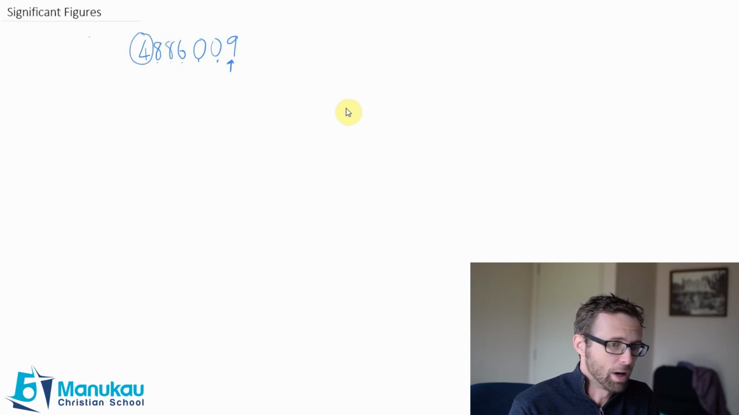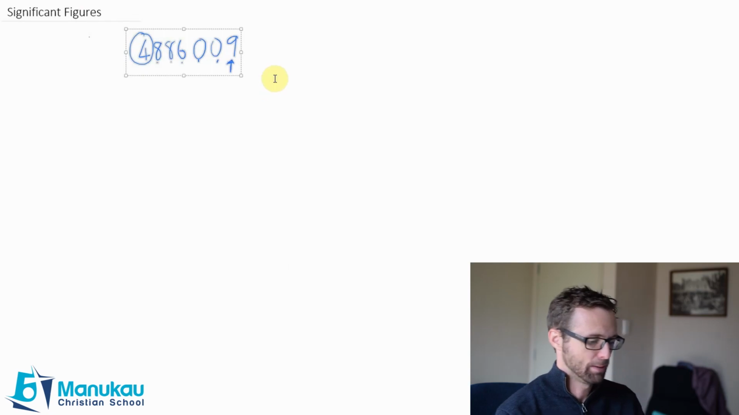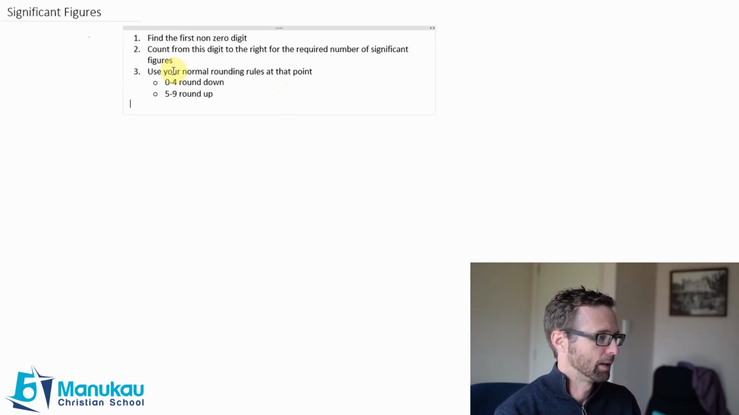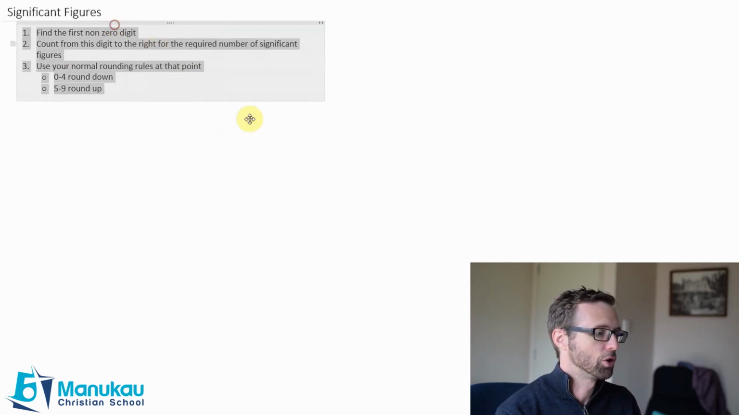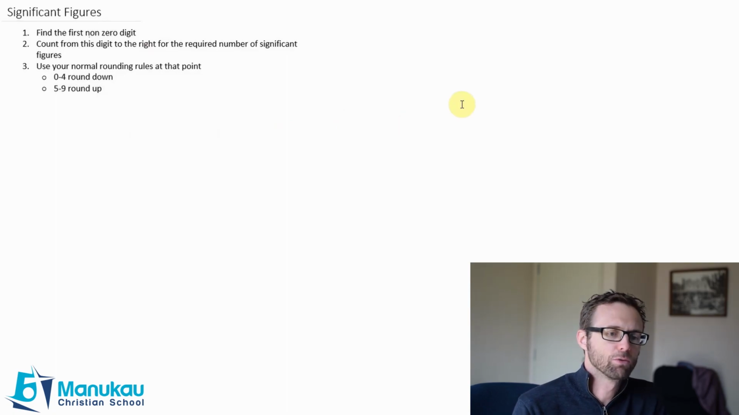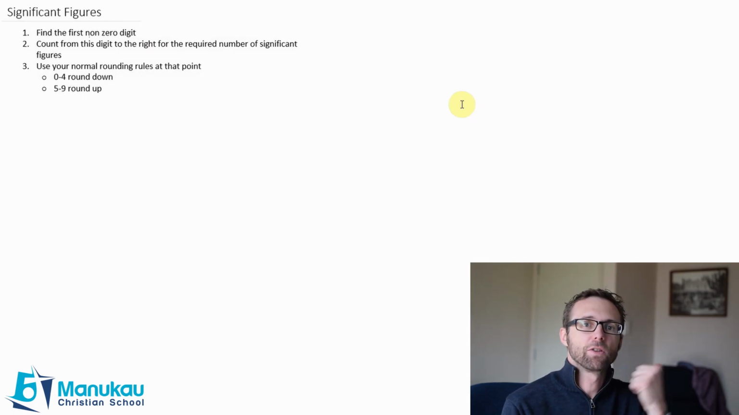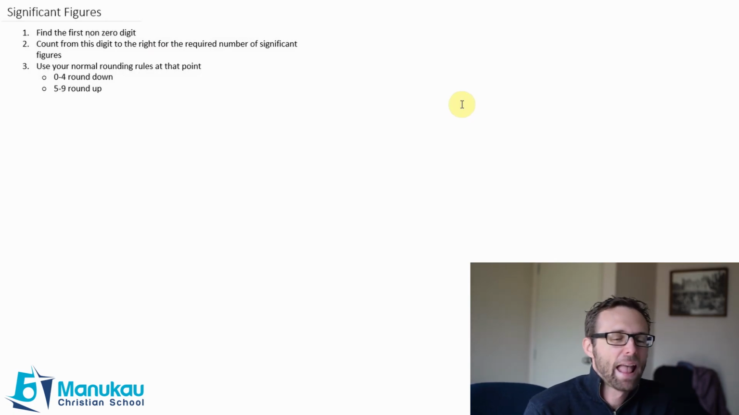Alright, given that, we are now going to chat about some rules. How do we determine what to do with rounding to significant figures? I've just got these rules here. First of all, you find your first non-zero digit. In numbers that are bigger than a decimal, that's going to be your leftmost digit.